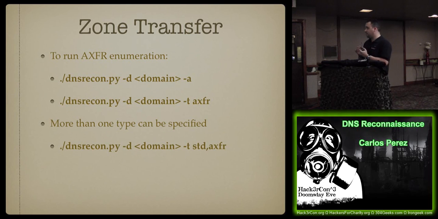So this is the example of running a zone transfer: DNSRecon -D -A, or I can give it a type AXFR. Or if I want to chain different types of enumeration, I can do -T for type, and I can do standard enumeration, AXFR.